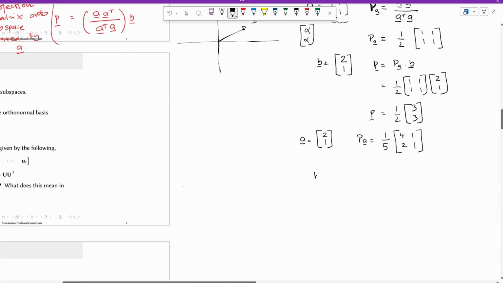Let's say now my B is, I want to find the orthogonal projection of this vector onto the subspace spanned by 2 1. What will be the P vector? So there will be PA multiplied by B, 1 by 5, 4 1 2 1, 1 1.